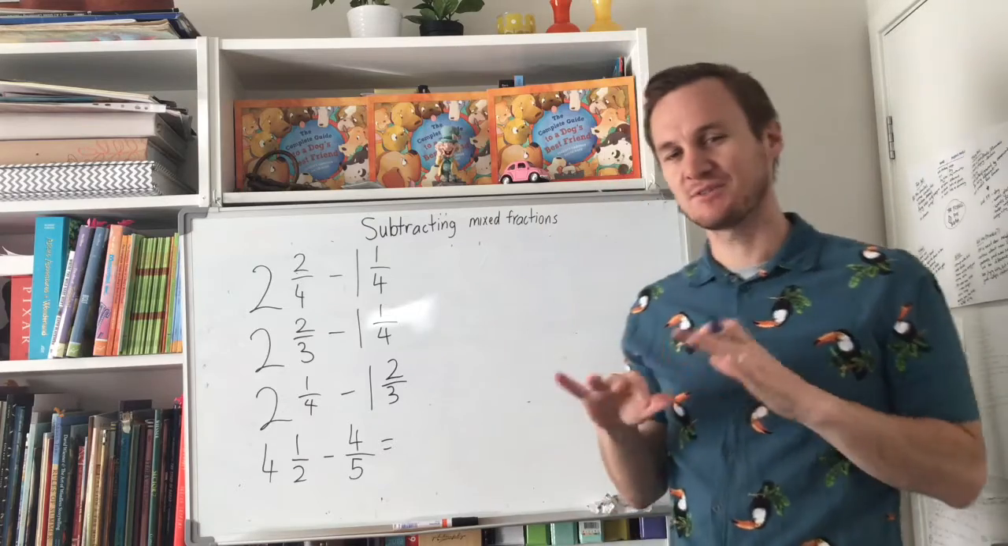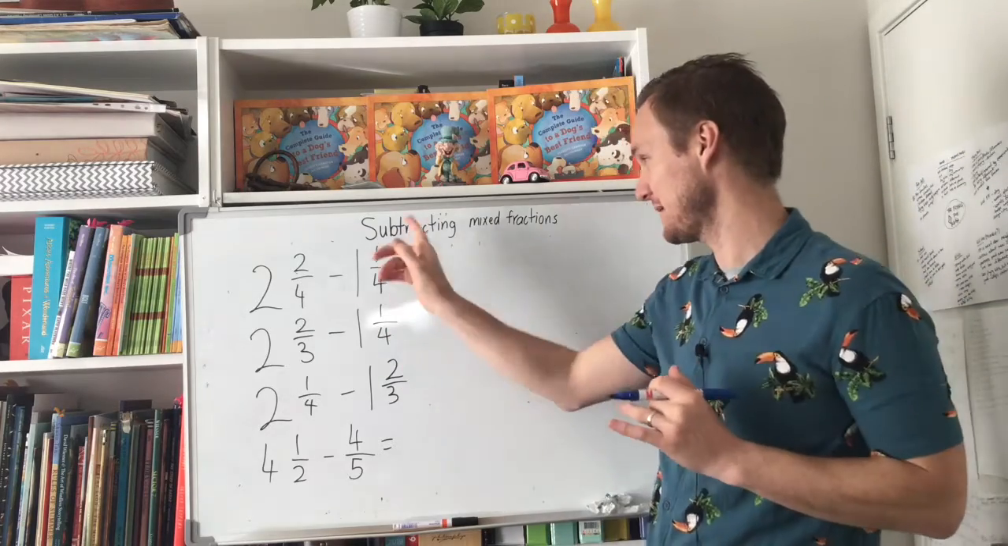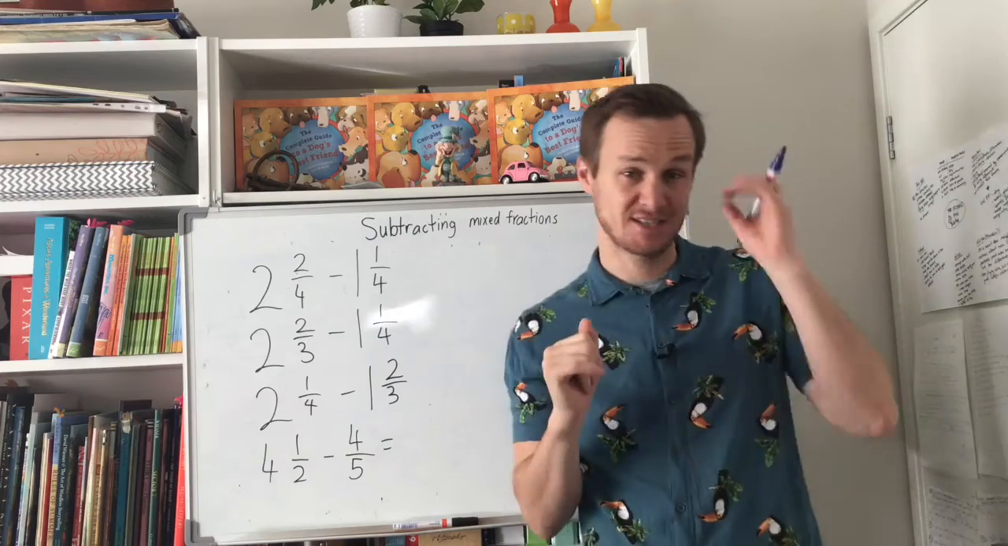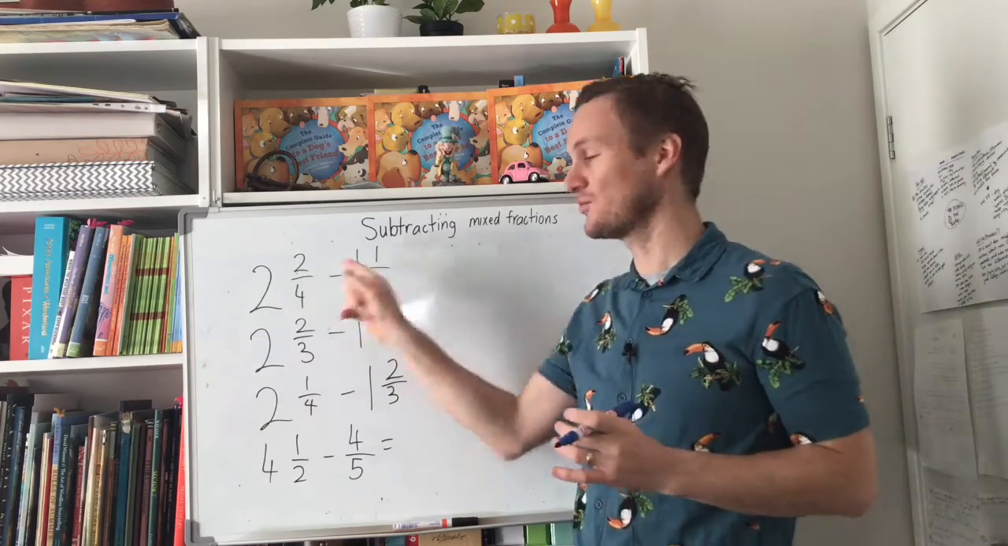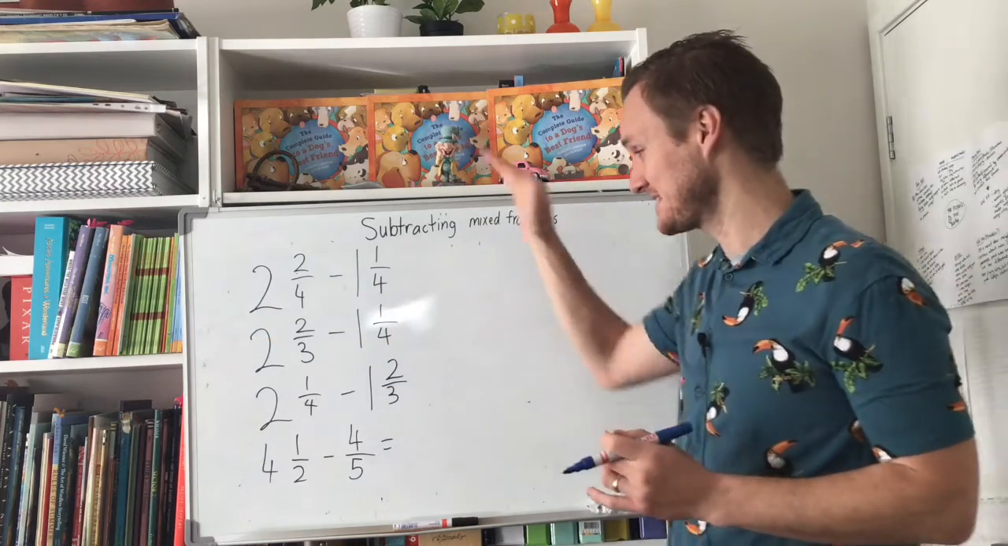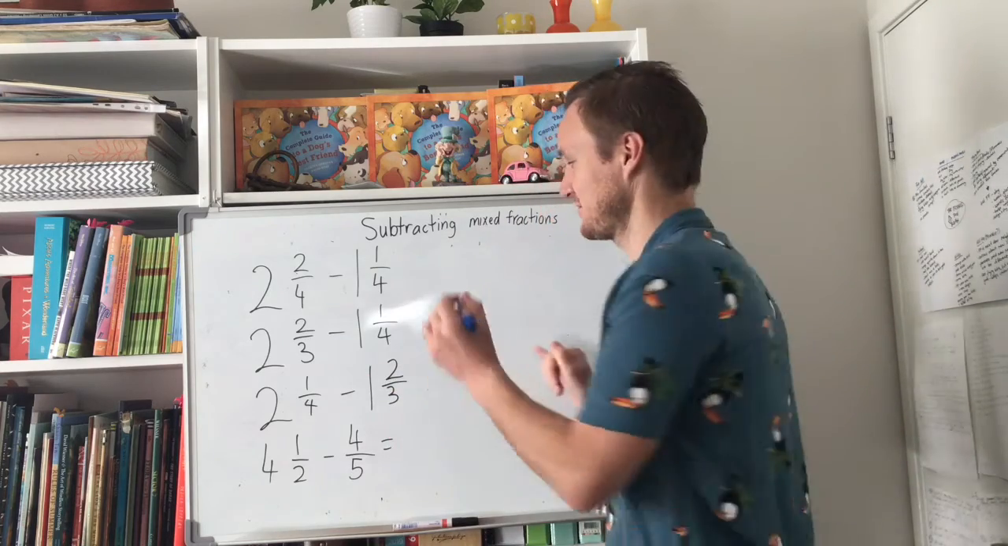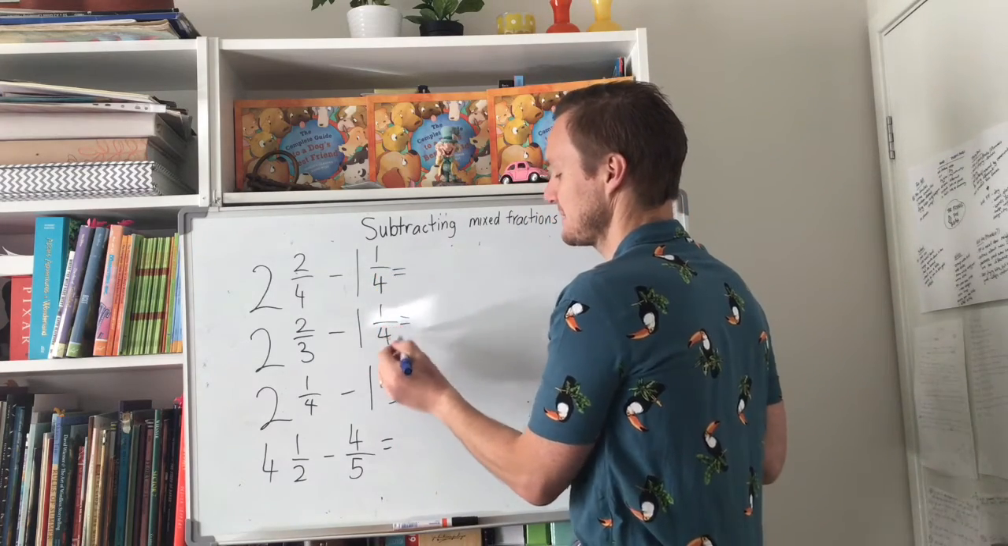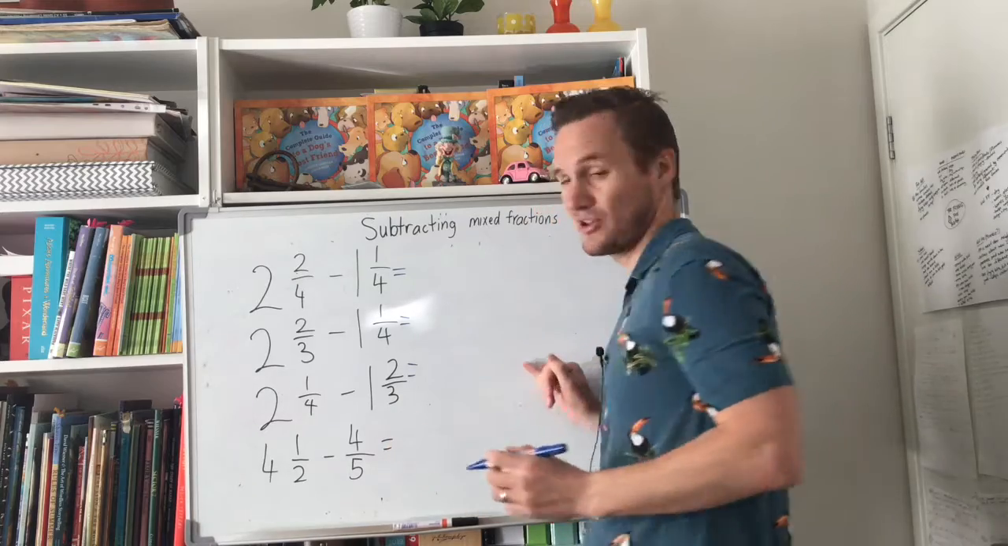Okay, so we're going to move on to a little bit more difficult stuff. Now we're going to move on to what happens if we're subtracting mixed fractions. So we're subtracting fractions that have a whole number and a fraction involved. Now there's a couple of different types of these that you would have to do. Some of them are super easy, some of them get a little bit more tricky. So we're going to go through each type.